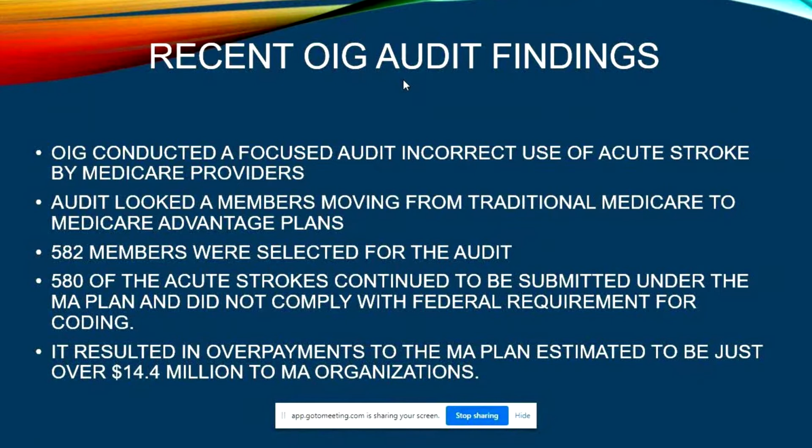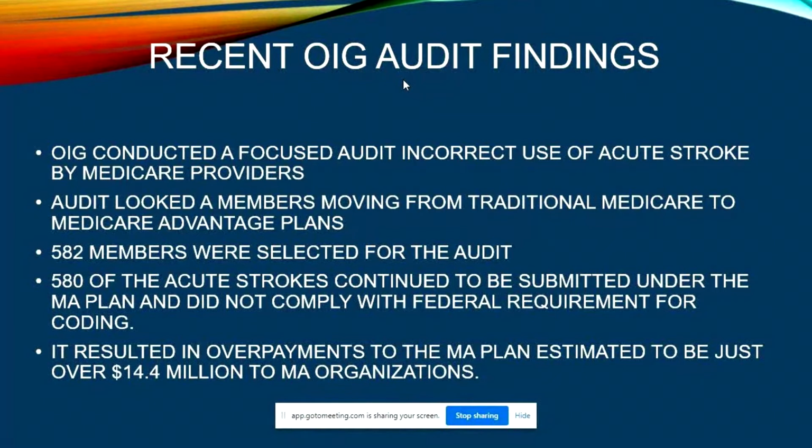The premise of their audit was for Medicare patients going from traditional Medicare to an MA plan, and they pulled out 582 members for the audit. Out of those 582 members, 580 of them had acute strokes documented and reported inappropriately, meaning they were coded and submitted beyond the acute episode, typically in the office setting.